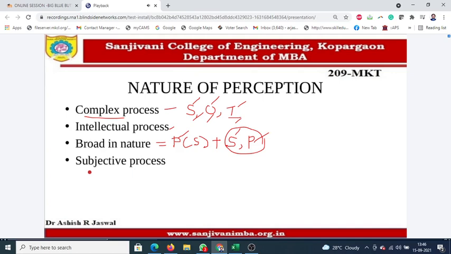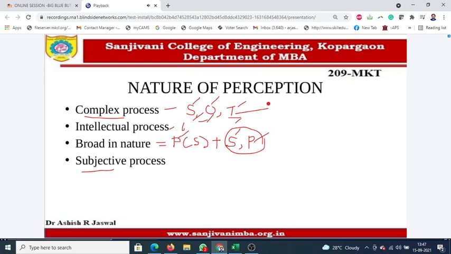Next, the nature of perception is a subjective process, because there may be a chance that two people perceive the same stimuli differently. When two persons are exposed to the same stimuli, the manner in which they select, organize, and interpret it would be different. Why could it be different for these two people?